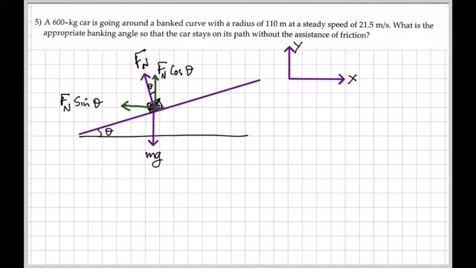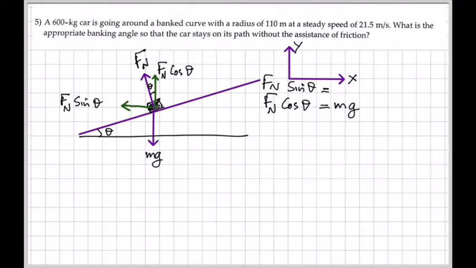So now it's very clear that Fn cosine theta is equal to what? Look at the diagram, tell me. Fn cosine theta is equal to mg. And Fn sine theta is what gives us the centripetal force. Okay, hold on. Somebody tell me, on which side is the center of this curve? On the left side or the right side? On the left.